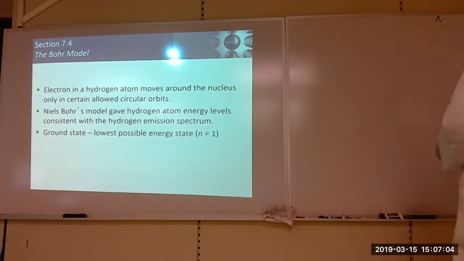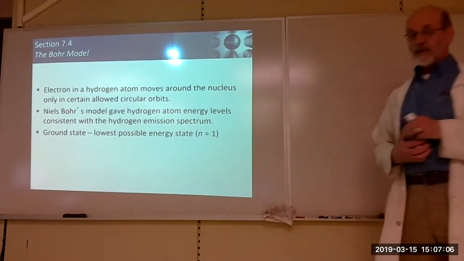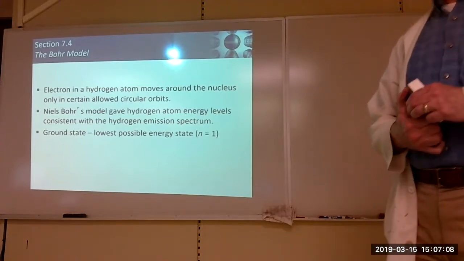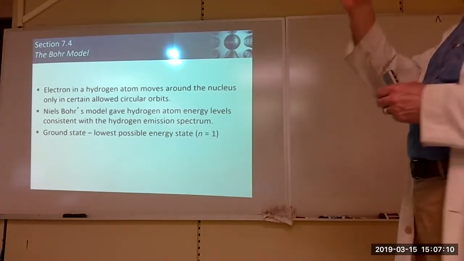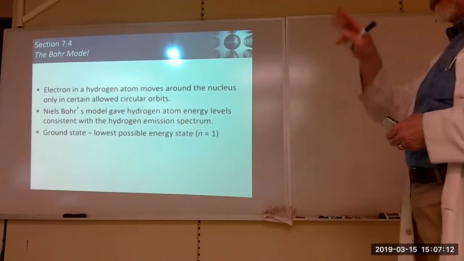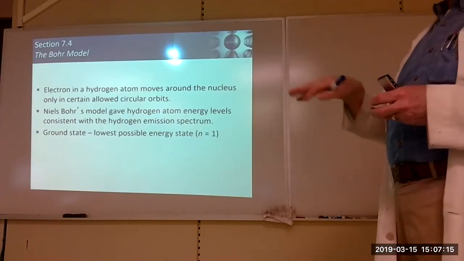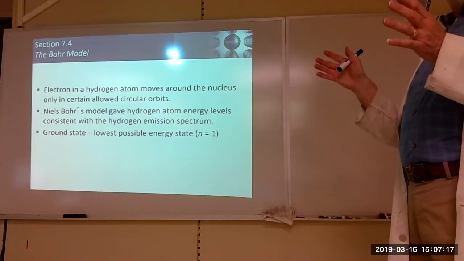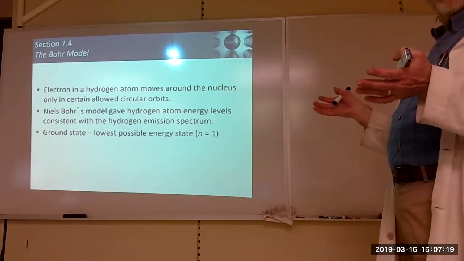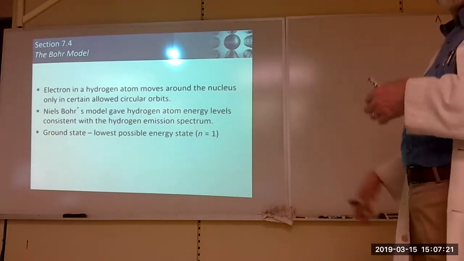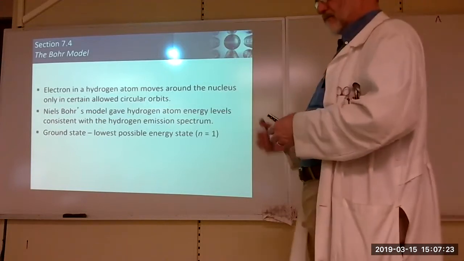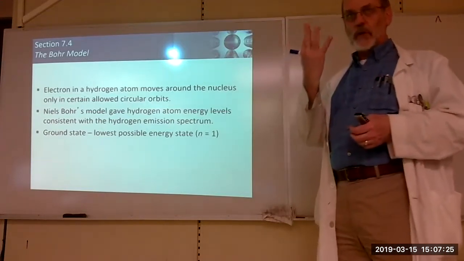Okay, so the model of the atom, now we're getting to theory. We're going to explain why those colors are where they are, and only four in the visible range. Now there are some in the non-visible area that relate to other transitions, but in the visible range, hydrogen only has those four.